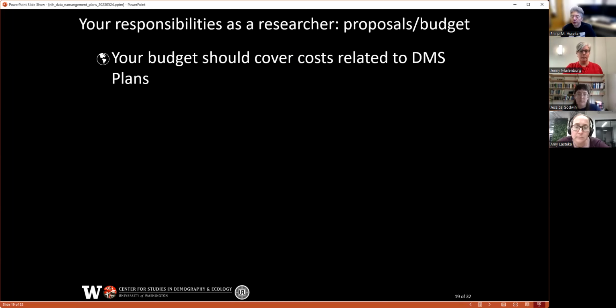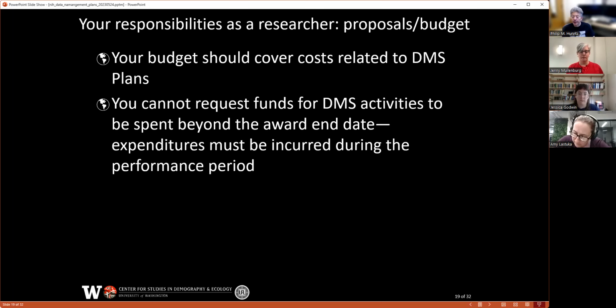Okay, next, budget. The good news is that your budget does allow you to cover costs related to the data management and sharing plans. So when you write a budget, typically you're going to be itemizing all of the things that you need to request funds to cover. And if there's additional things that you need to do because of this new requirement, you can ask for funds to cover those parts of the research. You cannot request funds that will be spent after the performance period is over.